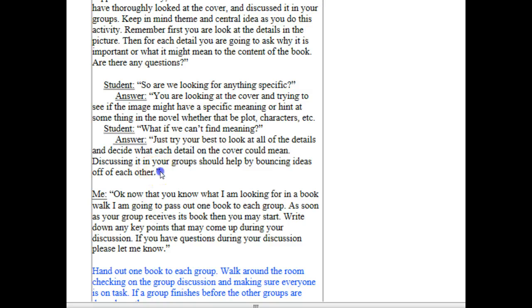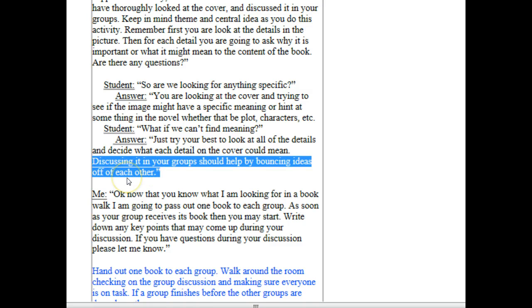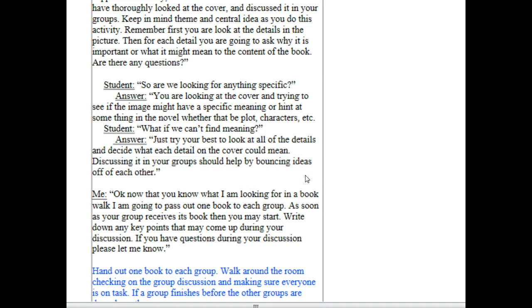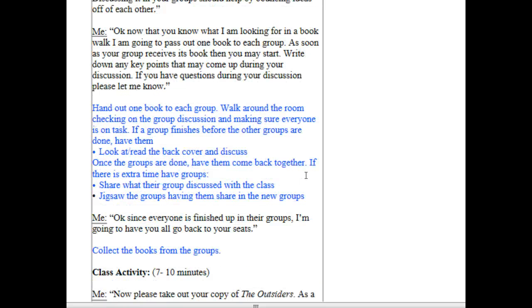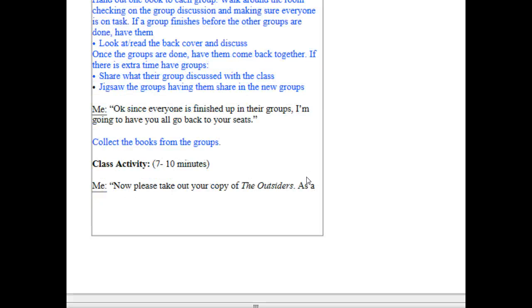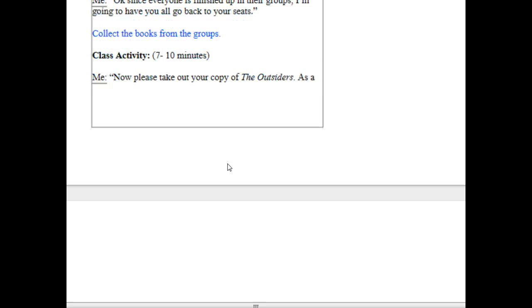And I like, too, that you were really specific here and said discussing it in your group should help by bouncing ideas off each other. It takes some of the stress off individual students who aren't too sure about what they're doing or what their answers are going to look like, okay? So you have them do the book walk, you have them jigsaw. I love the fact that you're thinking through the time limits on these things, too, because that's going to be really important, all right?